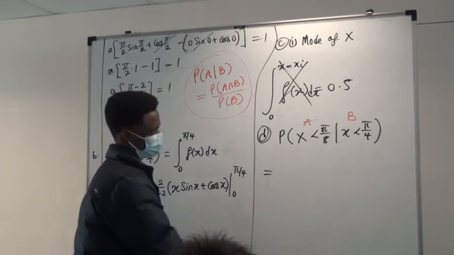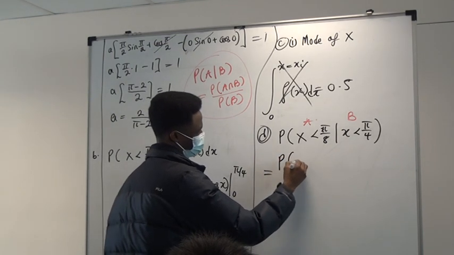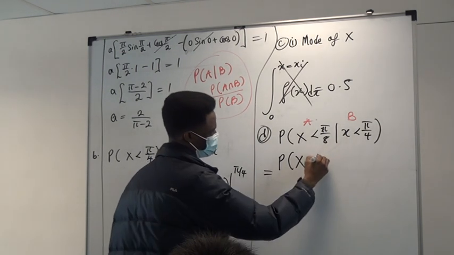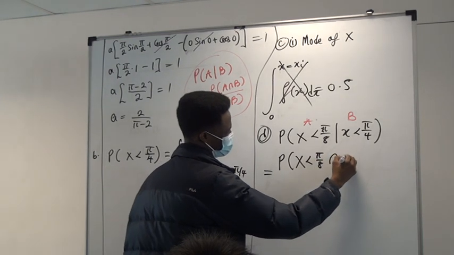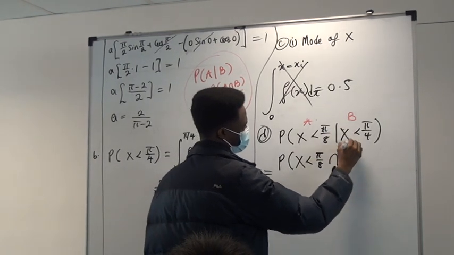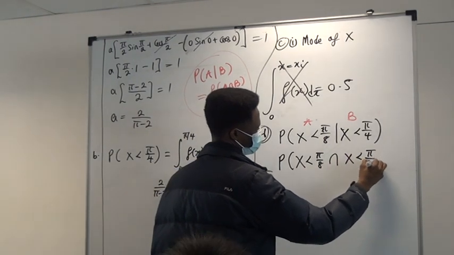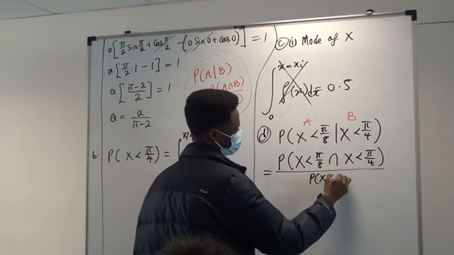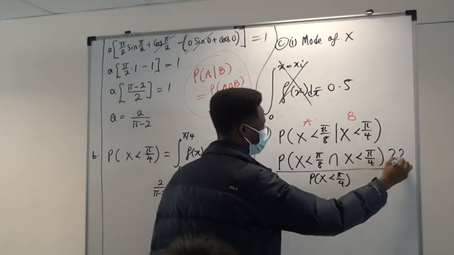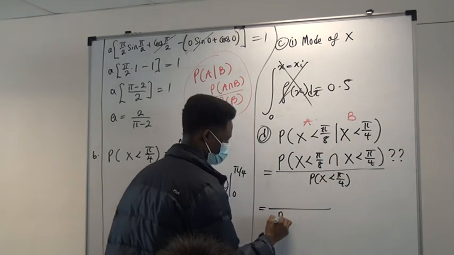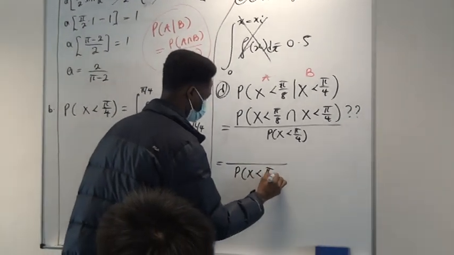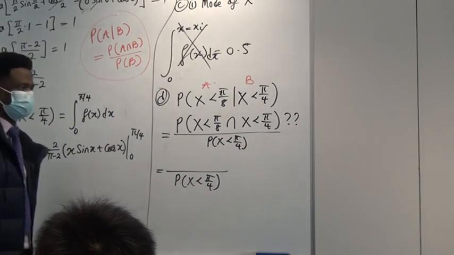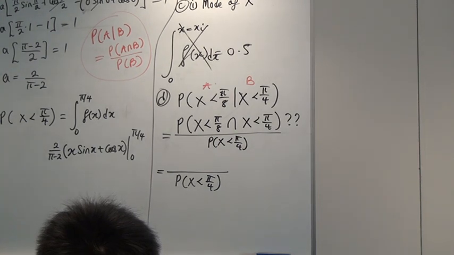Probability of X less than pi over 8, intersection X less than pi over 4. Obviously it will be intersection. Let's write that first, divided by probability of X less than pi over 4. So the question is, what does this mean? The other one is okay, because that's just an integral. What does this mean? Can we write this like this? X less than pi over 8 and X less than pi over 4.